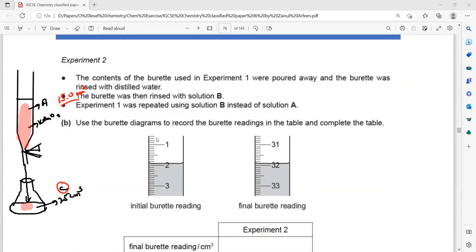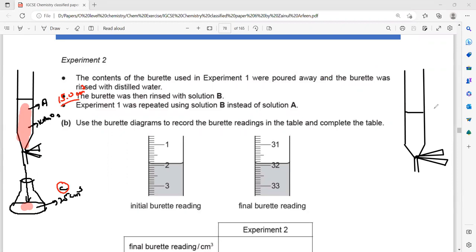Then we did the experiment again, and this time experiment 2 is done. The content in the burette used in experiment 1 was poured away, and the burette was rinsed with water. Then the burette was rinsed with solution B. First, why do we rinse the burette with water? To remove any impurities, or to remove A. Then why do we rinse with B? To remove water. So first, when we rinse with water, we remove A. And then we rinse with B to remove any trace of water.